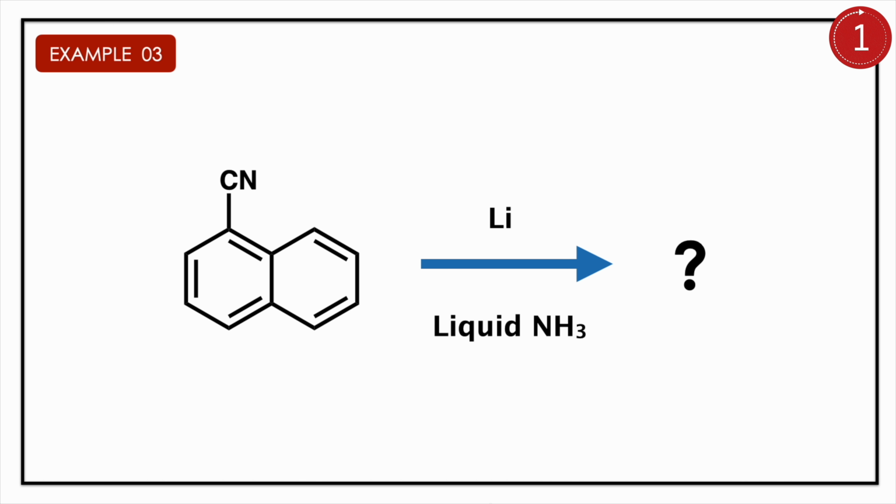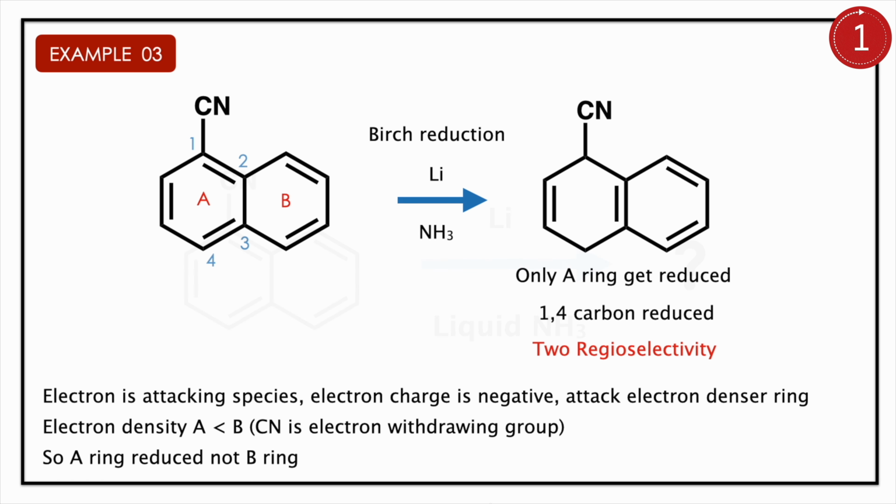Then the next example. Here you have a fused system with cyanide, you have lithium and liquid ammonia. You should find what will be the final product. Here a fused ring system is there, two rings are there, so where will the reduction happen? Since the reaction involves electron transfer, the ring with less electron density promotes the electron absorption. So the A ring got reduced, not the B ring.